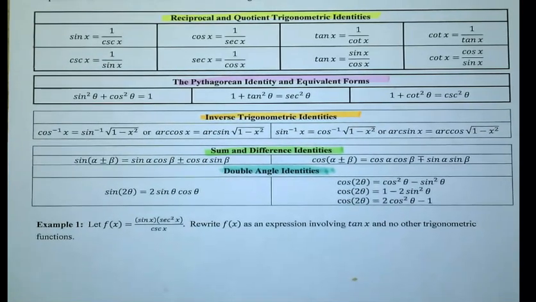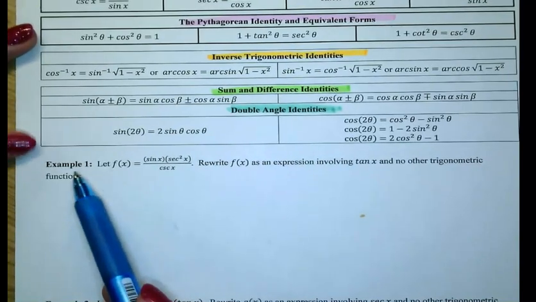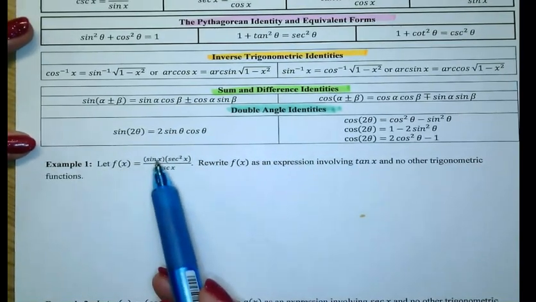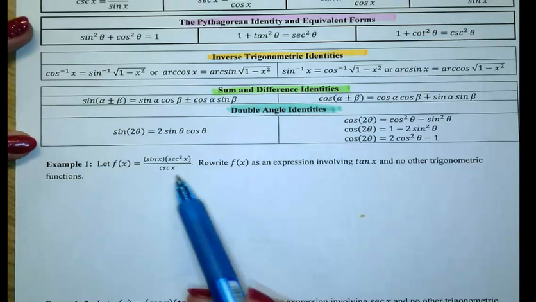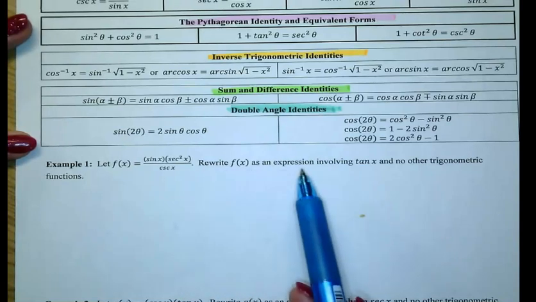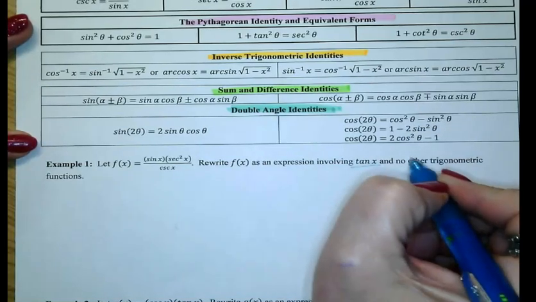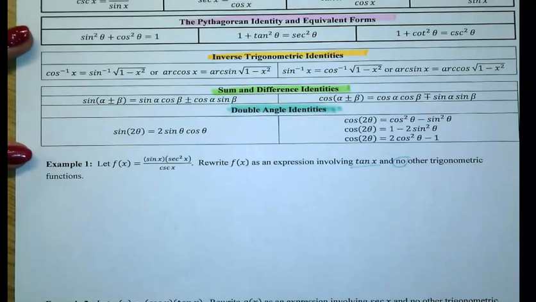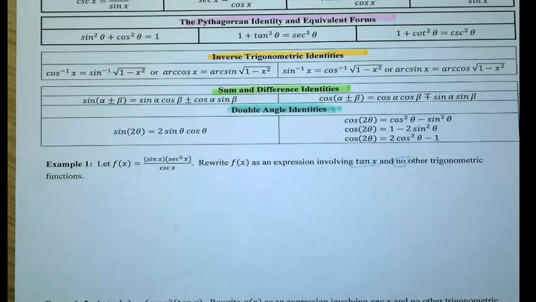We're going to start first, not necessarily by deriving, but by just thinking about what this direction says. In example one, it says, let f of x equal sine of x times secant squared of x over cosecant x. We're going to rewrite f of x as an expression involving tangent and no other trig functions. So you can see right here, we have sine, we have cosecant, we have secant, and there isn't a tangent to be had, but we're going to use our identities to help us get there.